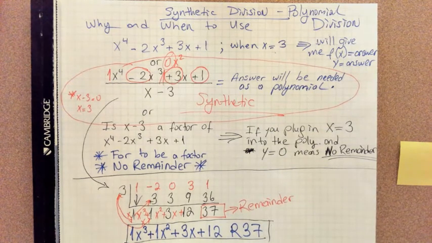And if I have a missing term, I have to replace that with a 0 to be able to use the synthetic division method.